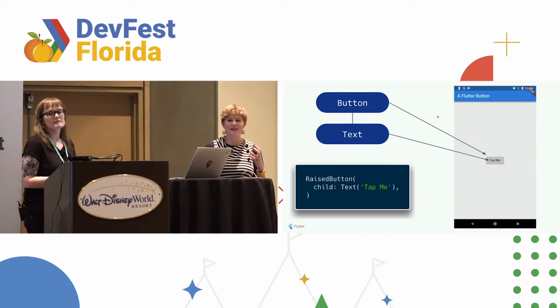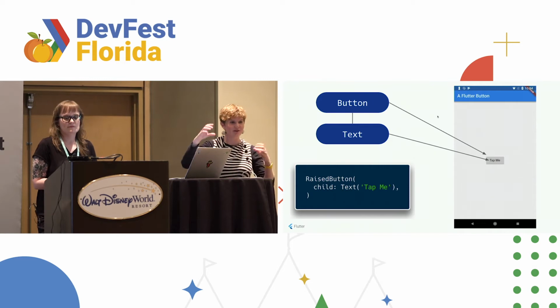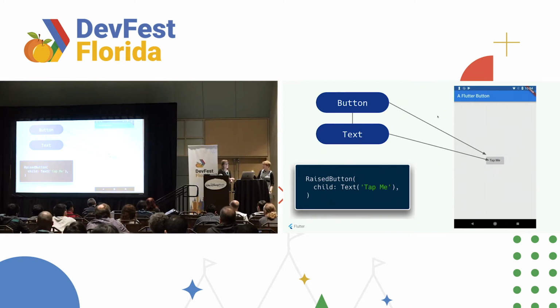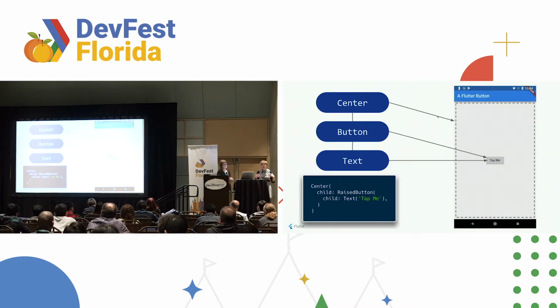So Flutter builds up these things with composition. So you have sort of a parent-child relationship. So if you have the text on the button, you say it's a child of the button. So you can see the code down there. And then this button is centered. So the way you do that is you wrap it in a widget again.